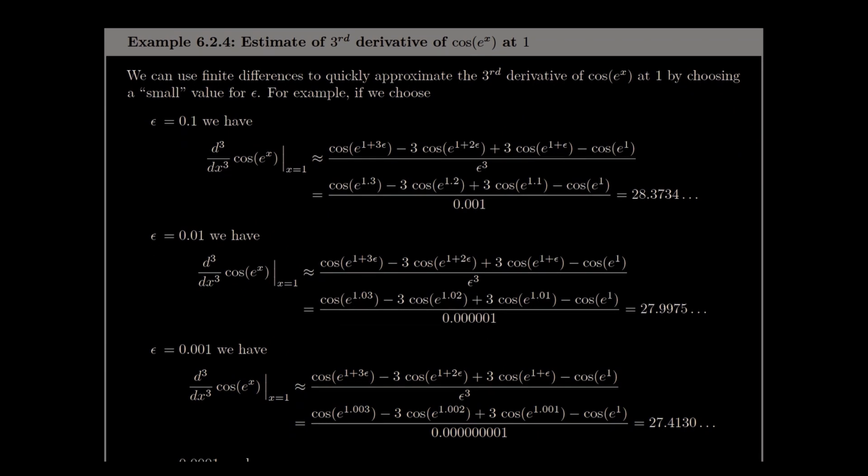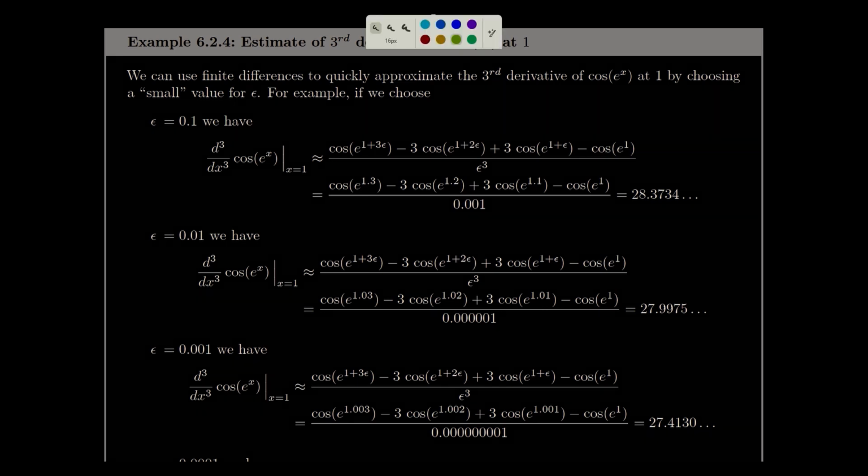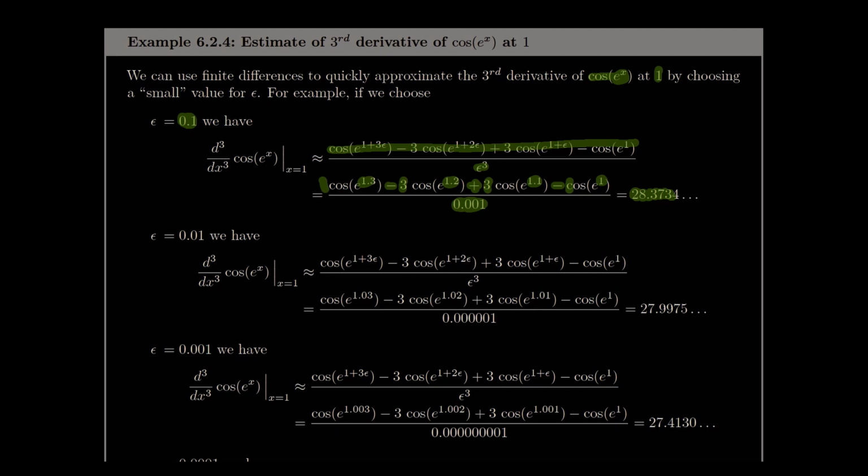It's one thing for me to tell you that's what it is, and it's another to see it in action. So let's estimate the third derivative of cosine e to the x at x equals 1. Well, we can estimate it for an epsilon of 0.1. I write out the finite differences. That's me doing 1.3, 1.2, 1.1, and 1, my values of x. There's my alternating plus and minus signs. And then I have a 1, 3, 3, 1 from Pascal's triangle. There's 0.1 cubed in the denominator. This comes out to 28.3734.